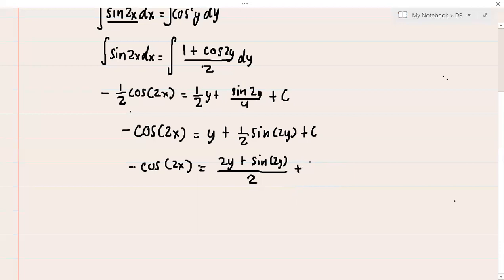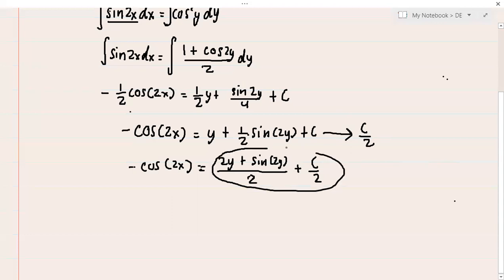Itong si c, pwede ko naman siyang gawing c all over 2. Kasi remember, si arbitrary constant, kakasabi ko lang dun sa elimination of arbitrary constant video, it could be ambiguous. Pwede siya kahit anong type of constant. Di ba? Pwede siyang whole number, pwede siyang fraction. So itong si c, pwede ko naman siyang gawing c all over 2, kasi si c all over 2 is just the same as c. Pwede naman eh. Di ba?